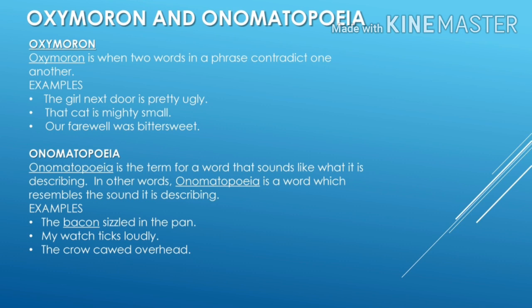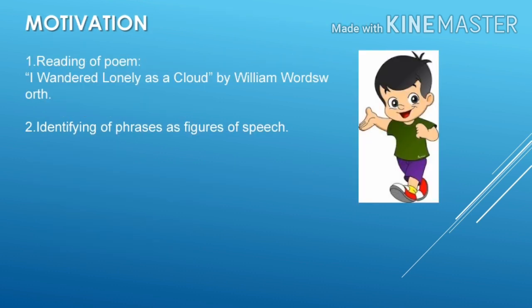So such words are known as oxymoron. Then next we have onomatopoeia. Onomatopoeia is a word that sounds like what it is describing. In other words, onomatopoeia is a word which resembles the sound that it describes. Example: the bacon sizzled in the pan. My watch ticks loudly. The crow cawed overhead. So here we have the words sizzled, ticks and cawed used as onomatopoeia. One more example to make it more clear is pitter patter raindrops.